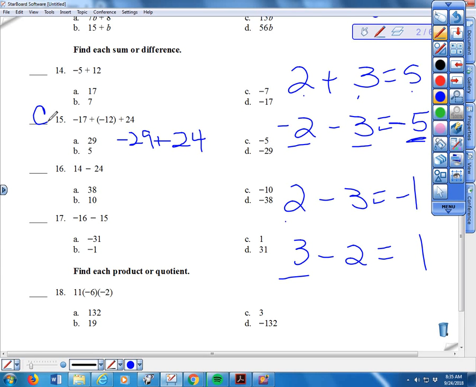Okay, 14 minus 24. Addition or subtraction? Subtraction. Which one's bigger? 24. So 24 minus 14 is what? 10. And which one's bigger, the 24 or the 10 or the 14? 24. So is it positive or negative? We know negative. Negative 10, because 24 is negative. Does that make sense? This is the same as positive 14 minus 24, or plus negative 24. So when I take the difference and get 10, it's got to be negative 10 because 24 is bigger.